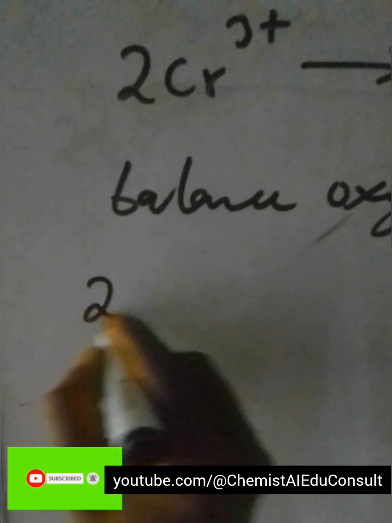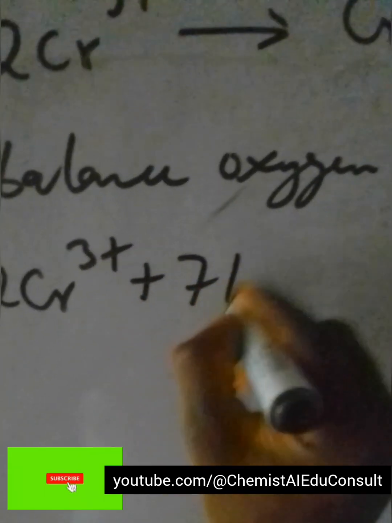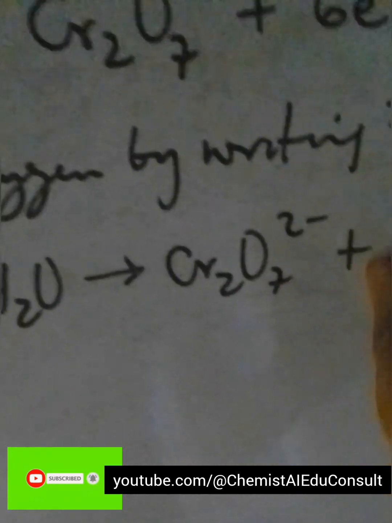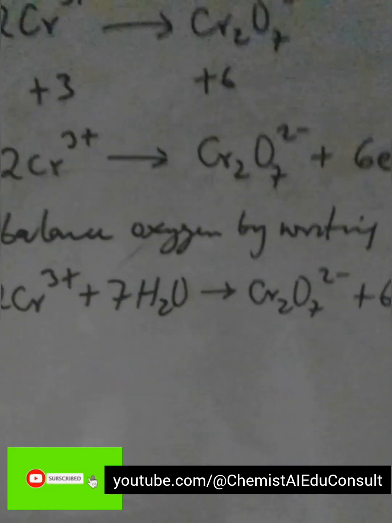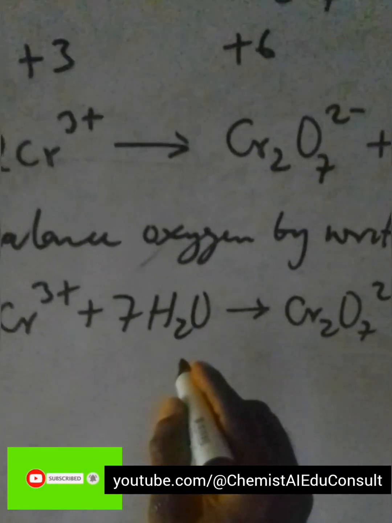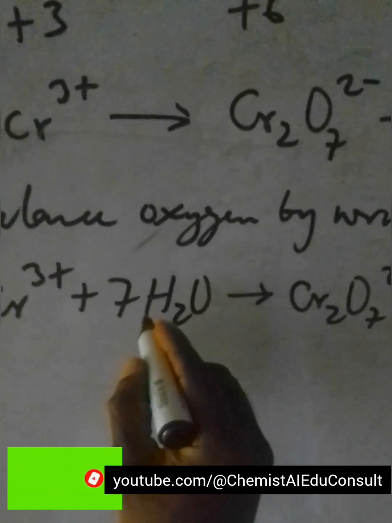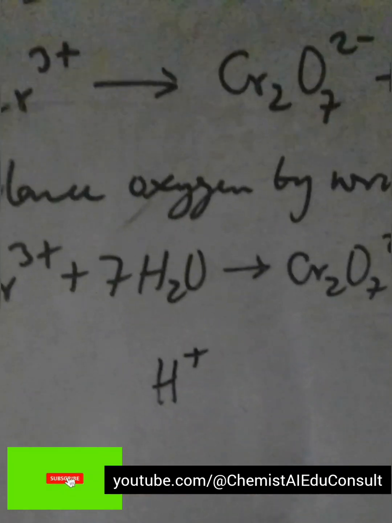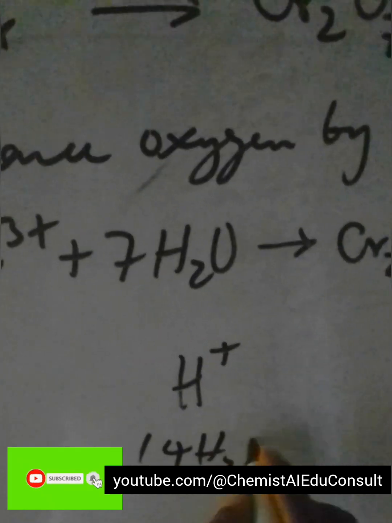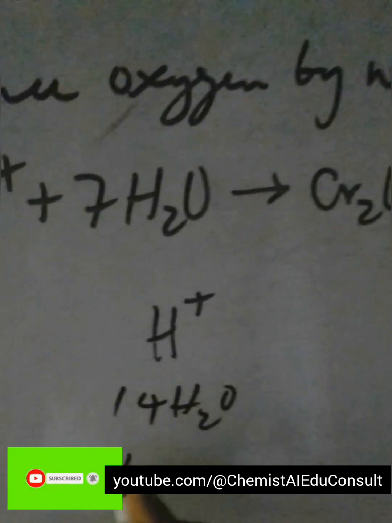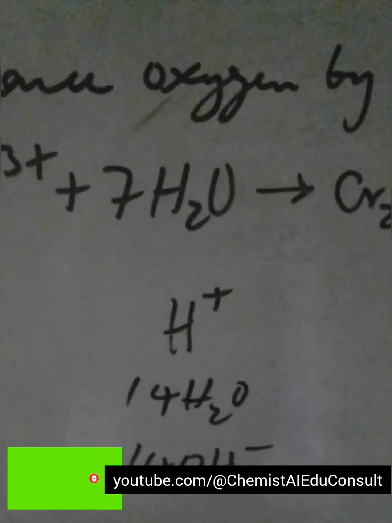So we write 2 Cr³⁺ plus 7 water molecules to afford Cr₂O₇²⁻ plus 6 electrons. Oxygen is now balanced. The next is to balance hydrogen. In acidic medium, we balance hydrogen by writing H⁺. But in alkaline medium, which the question says, we balance hydrogen by first of all writing 7 times 2, 14 water to the opposite side, and also 14 OH⁻ to the opposite side where we wrote water.